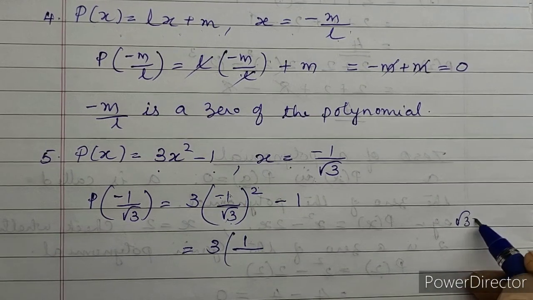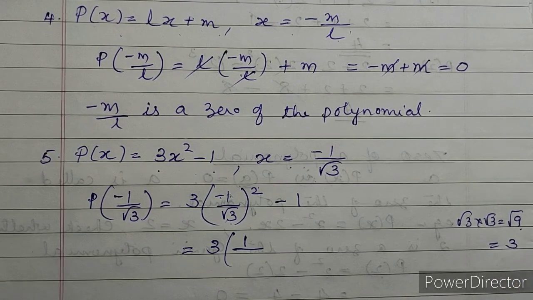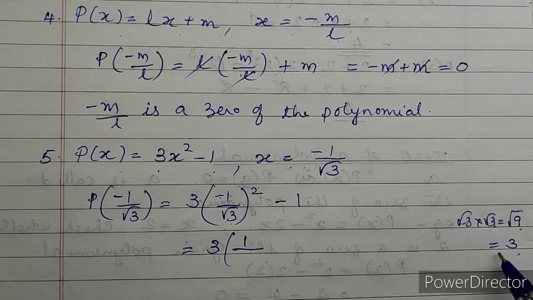So root 3 into root 3 is equal to root of 9. 9 is a perfect square, so the answer is 3. So 3 times any root, when the same root comes, the root is removed and that number only will become the answer.